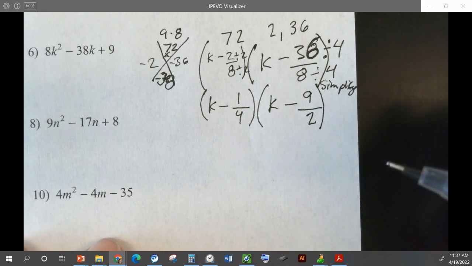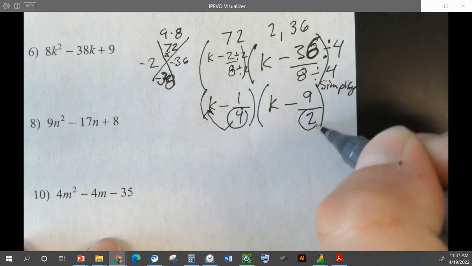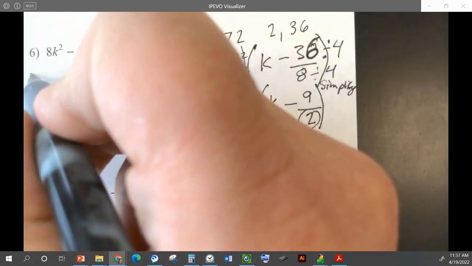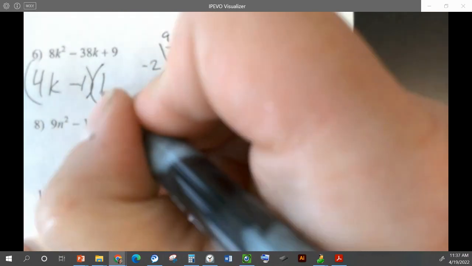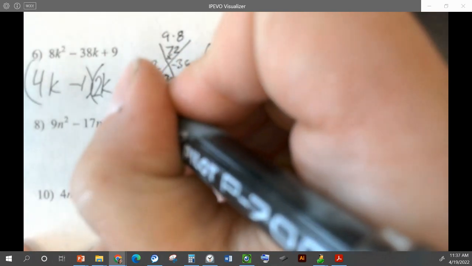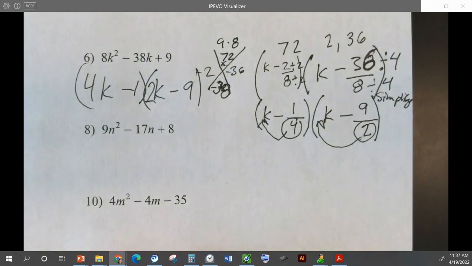So now we can do bottoms up. So we take 4, move it up in front. Take 2, move it up in front. So our answer will be 4k minus 1. That's one factor. And then k, 2k, bring the bottom up. 2k minus 9. Okay, questions on that one?